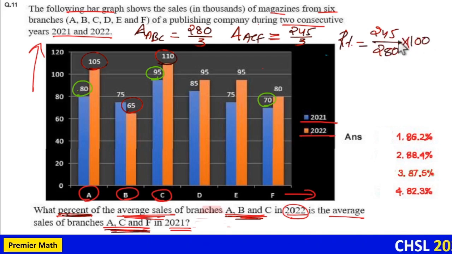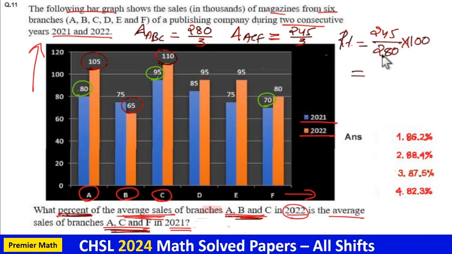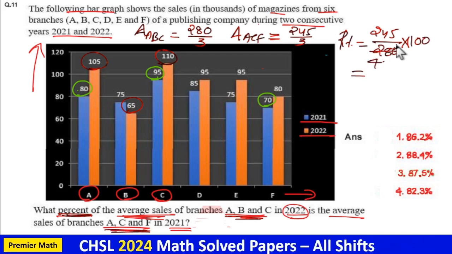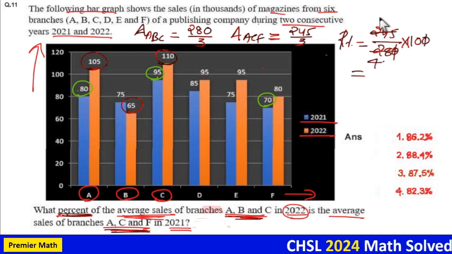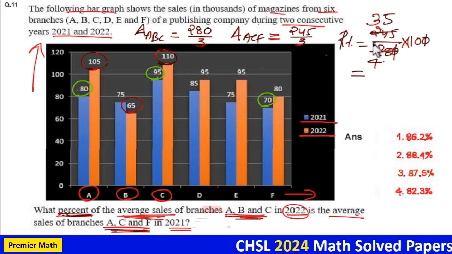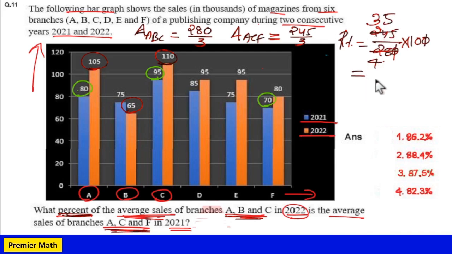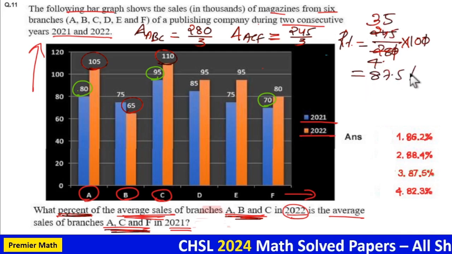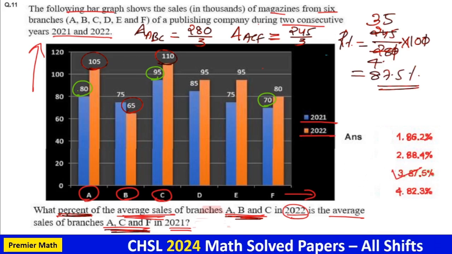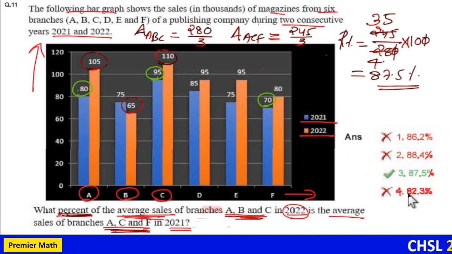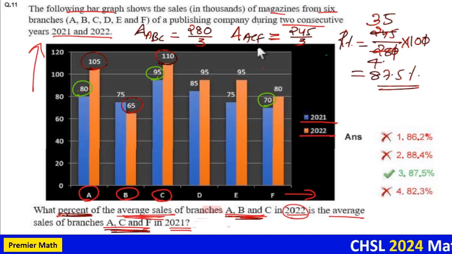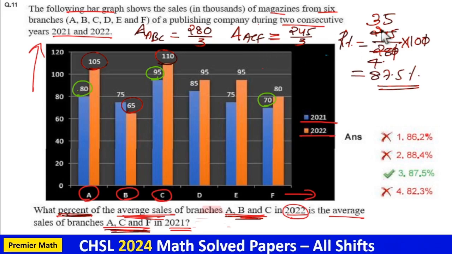Now 245 by 280 into 100 is equal to, 7 goes 4 times in 28. 0 0 cancel. 7 goes 3 times in 21. Remaining 3. 7 goes 5 times in 35. So 35 by 4 means 87.5%. So option 3 is your answer. That is, ACF is 87.5% of ABC.